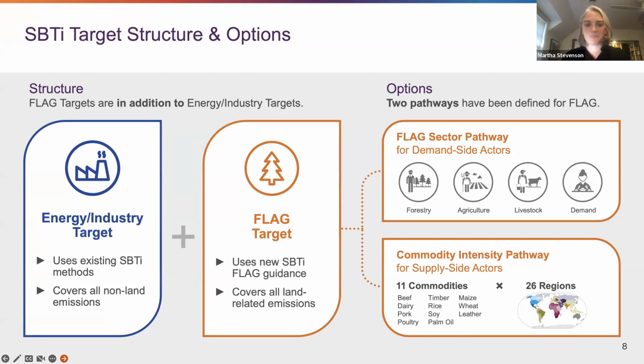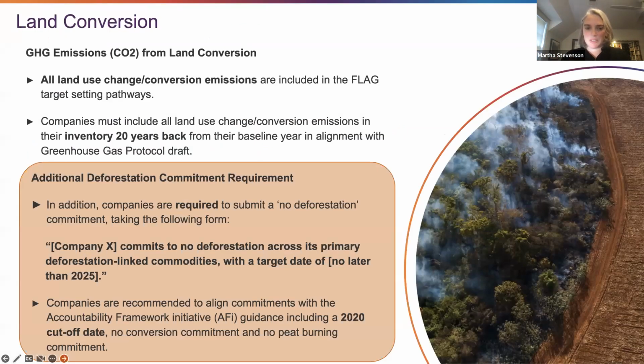Next slide, please. And in addition to this emissions target, because action on deforestation and no conversion is so critical, we have made the additional request that as companies are submitting their target to SBTi for validation, they are required to submit a no deforestation commitment with a target date of no later than 2025. And we are also recommending that companies align with the Accountability Framework Initiative guidance, including a 2020 cutoff date, a no conversion commitment, and also no peat burning.